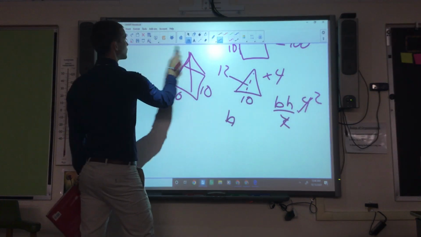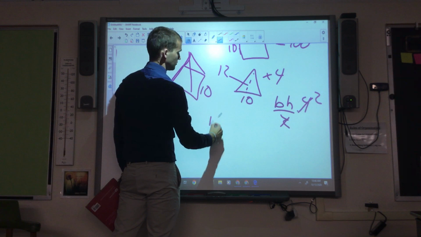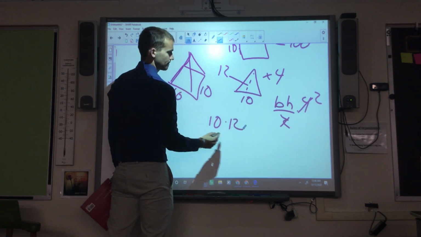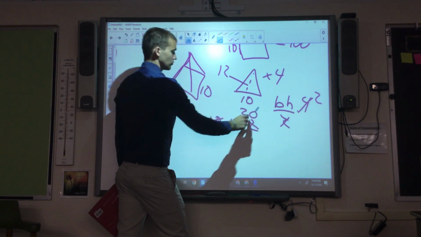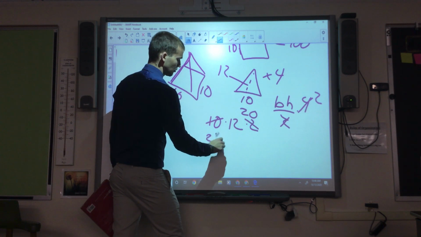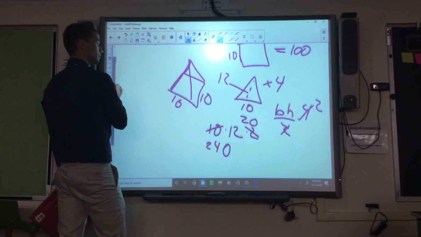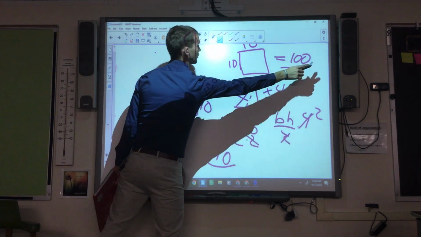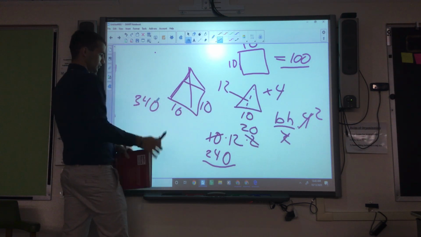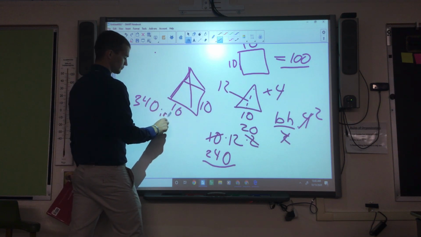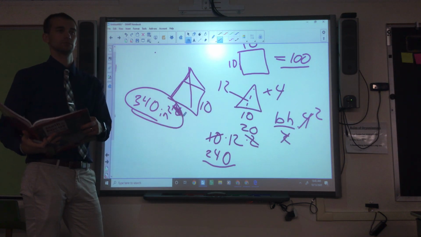So I can say base times height, base is 10, height is 12. 2 times 10 is 20. 2 times 12 is 24 plus the extra 0, 240. So that's for the triangles. 240 for the triangles, 100 for the base, 340. And I look back, what is my label? Inches squared. I cross that out because I didn't get that from my actual work.